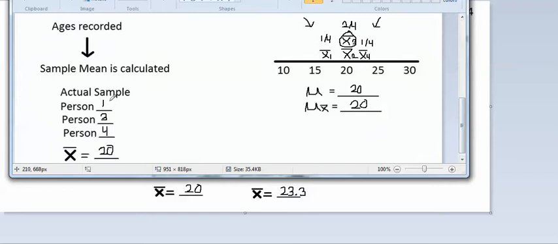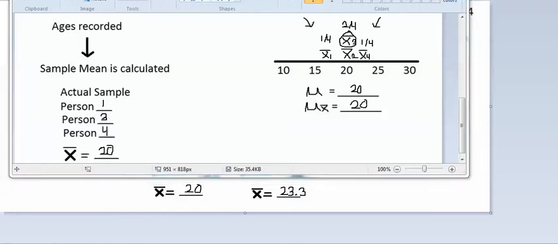Let's say you get person 1, person 3, and person 4. You would put their ID numbers right here, and then you would put the mean of your actual sample right here. If you selected these 3 people, your sample mean would be 20 because these 3 people have a mean of 20.